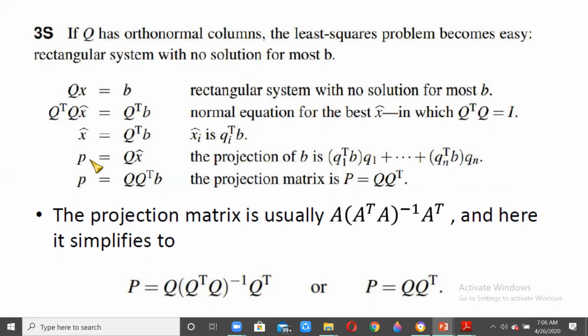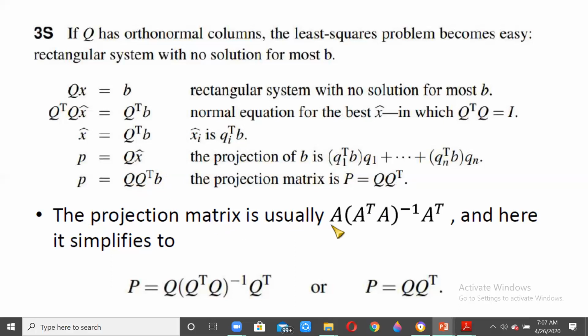The projection p will be equal to Q x hat. The projection of b is this whole thing. Also, in place of x hat, we can write Q transpose b, and we get p equal to Q Q transpose b. So Q Q transpose is the projection matrix. Please remember that in this case we have Q as a rectangular matrix.